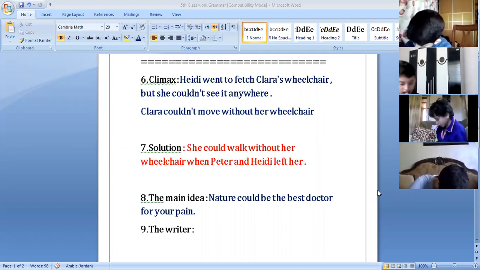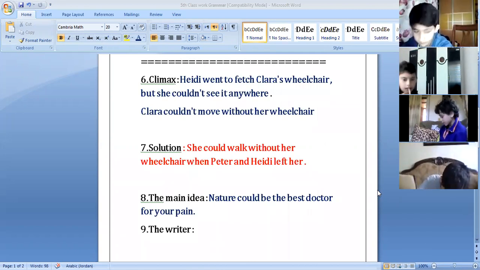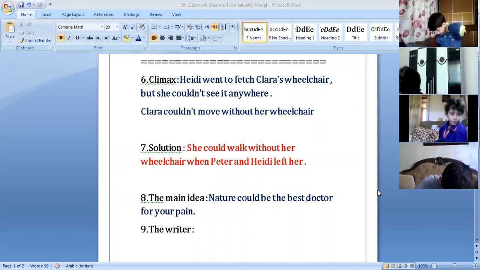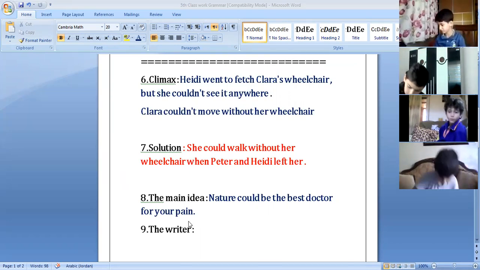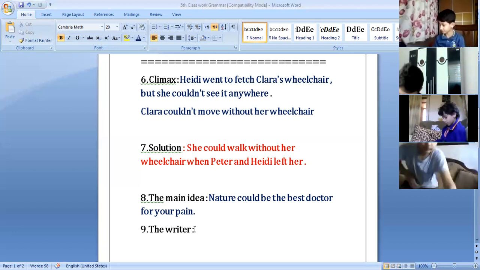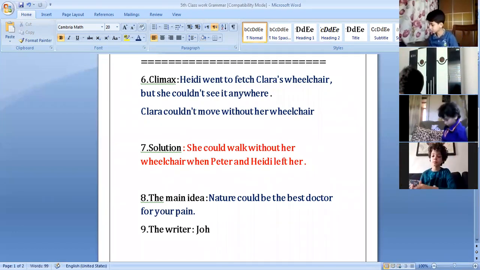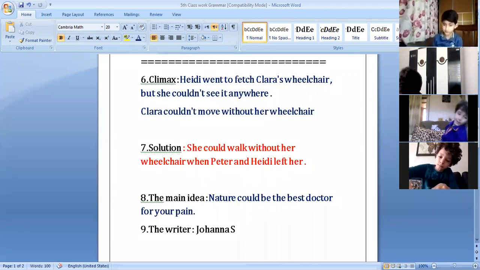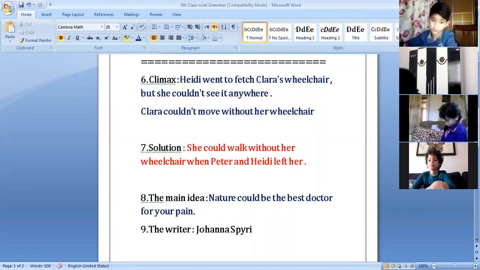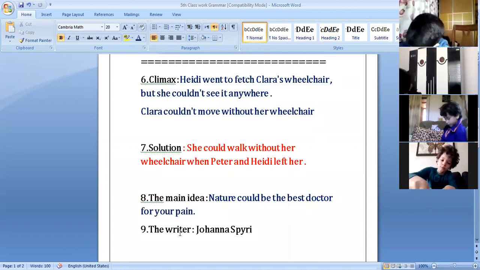Based on a story by Johanna Spyri. When you write the name of the writer, capitalize the first letter, and the second one also. Names are always capitalized. Okay.